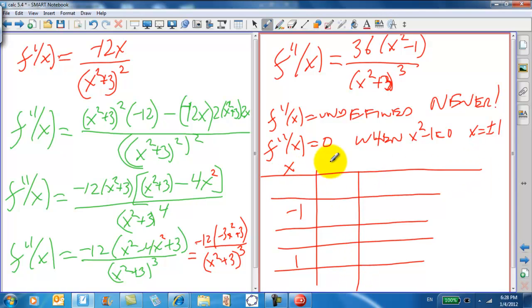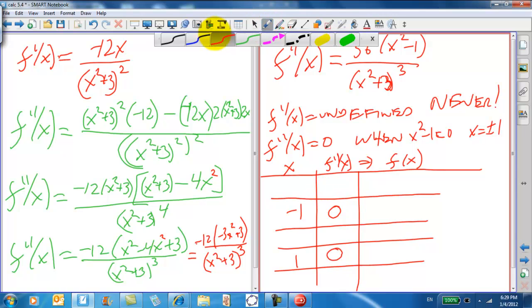So here's x's, here's the second derivative, and we're going to see what that implies about the original function f of x. Well, negative 1 and 1 make the second derivative equal to 0. We're going to see what that creates. So let's try some points in between. When we try 0 into the second derivative, you're going to get 0 minus 1, so negative 1, negative 36 over something positive, so that's negative. So that means in the middle we're going to be concave down. You can use CD to represent concave down.